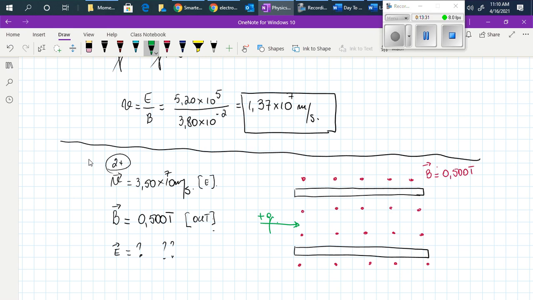Now let's see, based on this, what do you think the magnetic force is going to be? Since we are using the left-hand rule, we have to switch the direction of the thumb from east to west. The magnetic field is out of the page, so your fingers should be out of the page. Therefore, the magnetic force is going down.